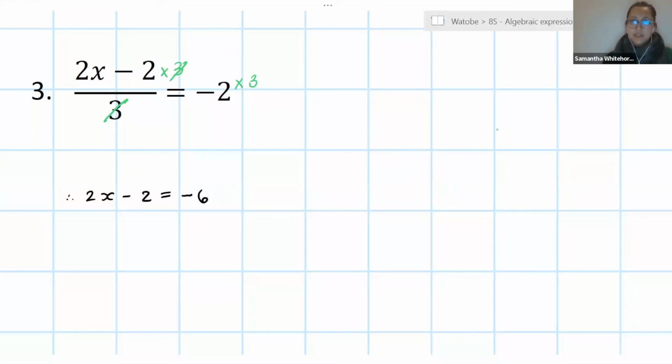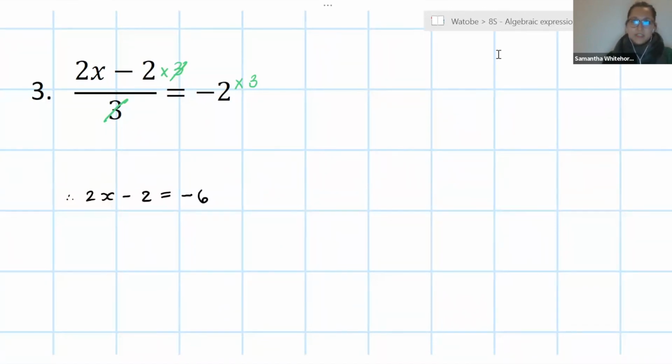Remember those inverse operations. Remember, I just want x. So x equals something. I don't want that coefficient in front of the x. Nice, guys.